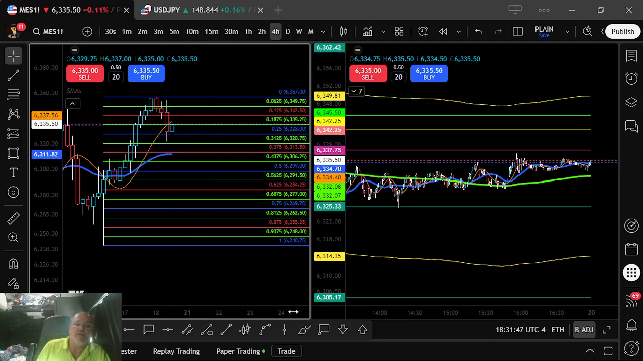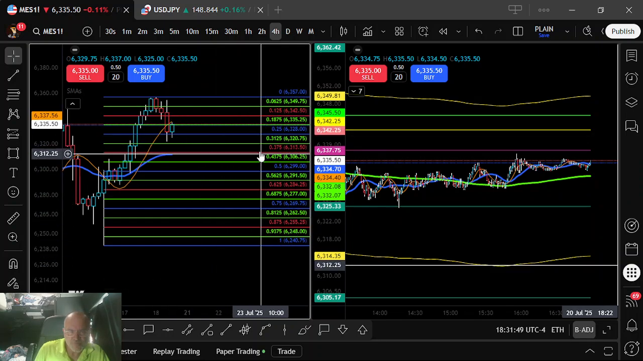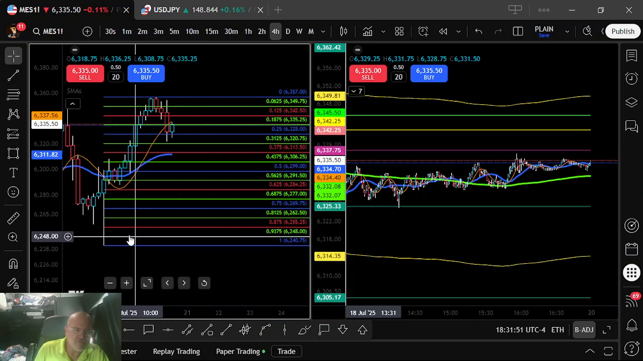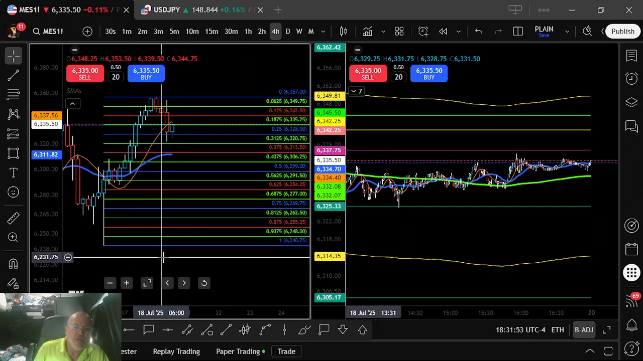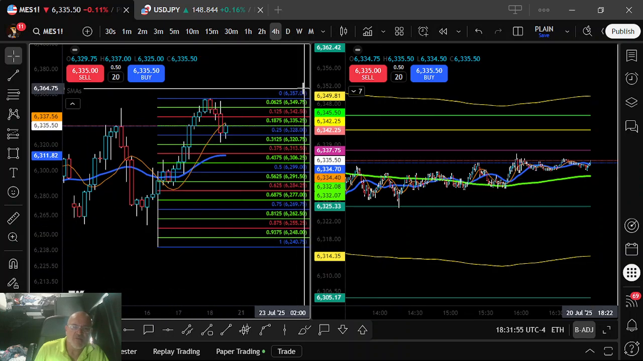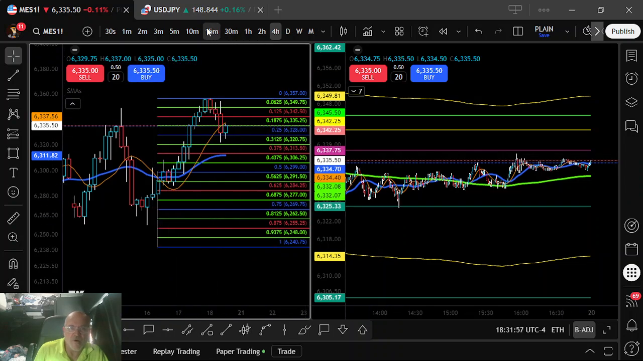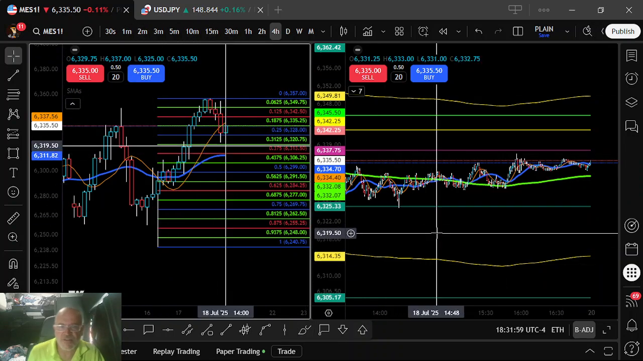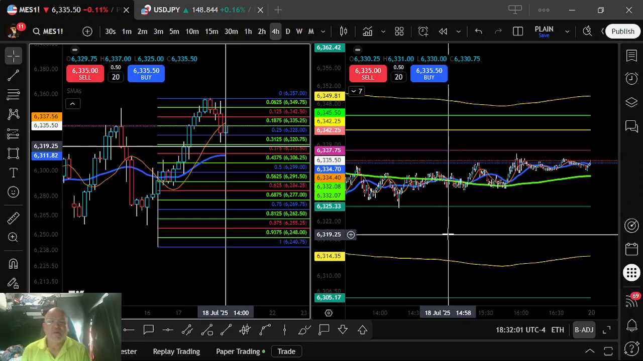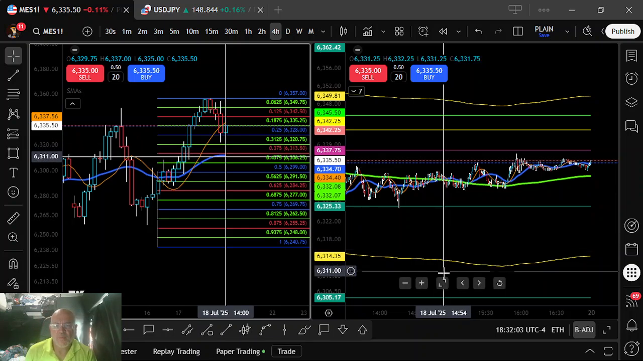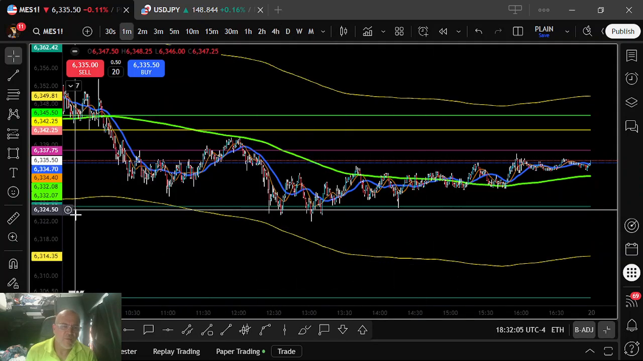So there you go. That's what I have on my higher time frame chart. I'll go into all the time frames I use to analyze the charts later. All right. The 1 minute chart. What do we have on the 1 minute chart?